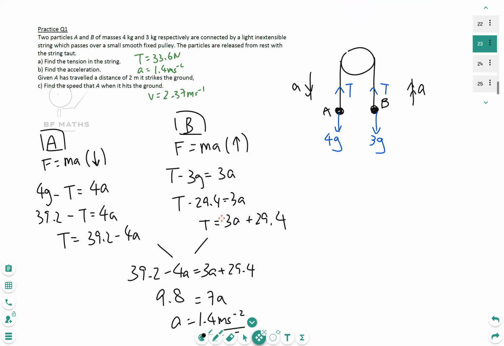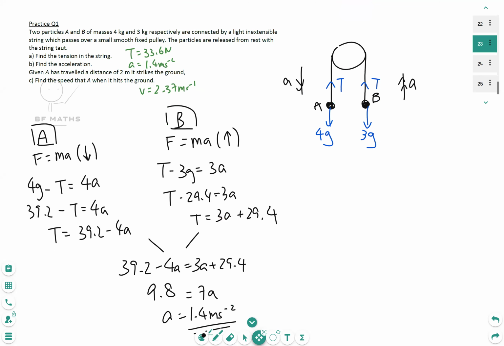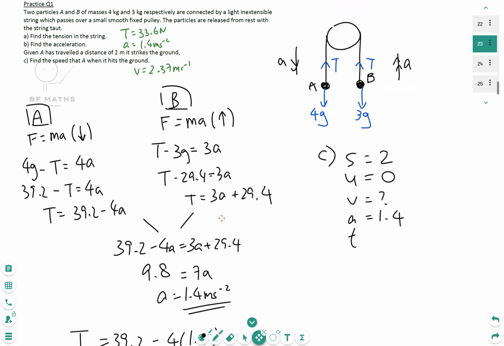Part C. Given that A has traveled a distance of 2 meters, it strikes the ground. Find the speed of A when it hits the ground. So part C, see that. We're told displacement is 2. It's released from rest. We're going to find the speed before it hits the ground. So v is the question mark, a is 1.4.